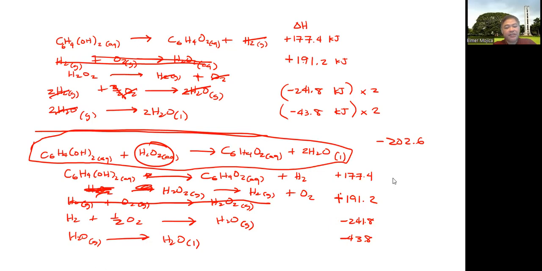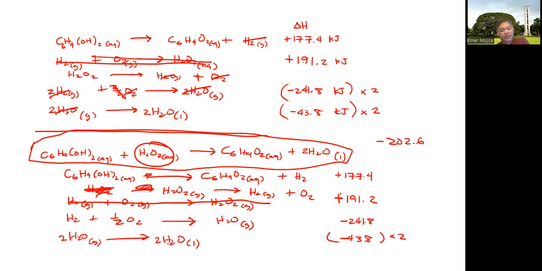Maybe it answers the questions that you have. Okay. And then what do we do? We have two liquid water here. So we only have one. So that means we have to multiply both of them by two. And in doing that, we multiply this by two.